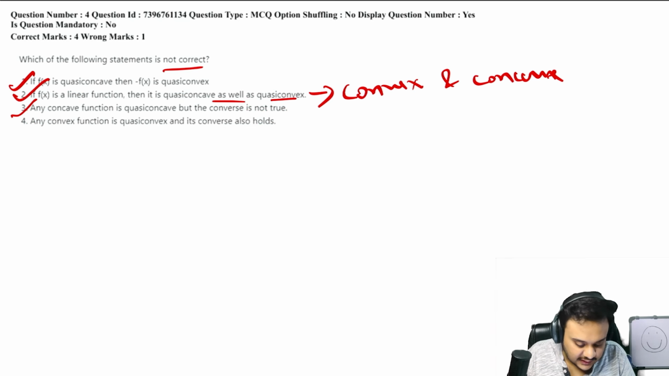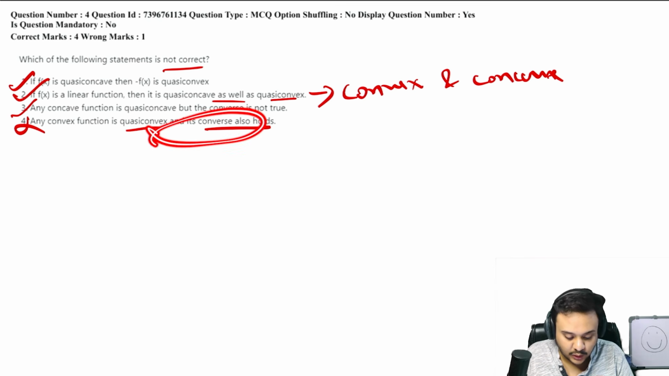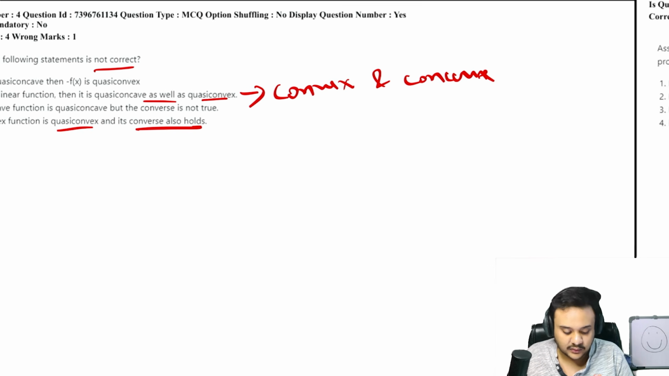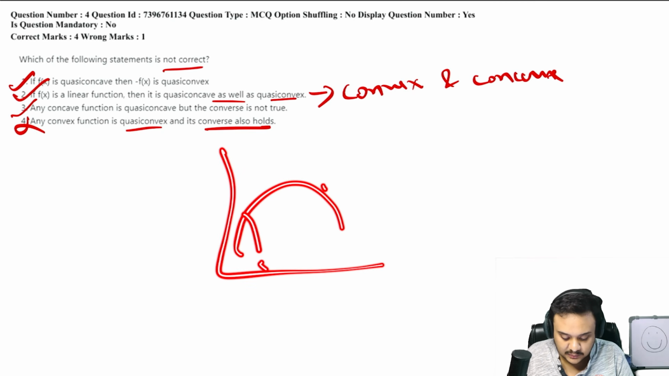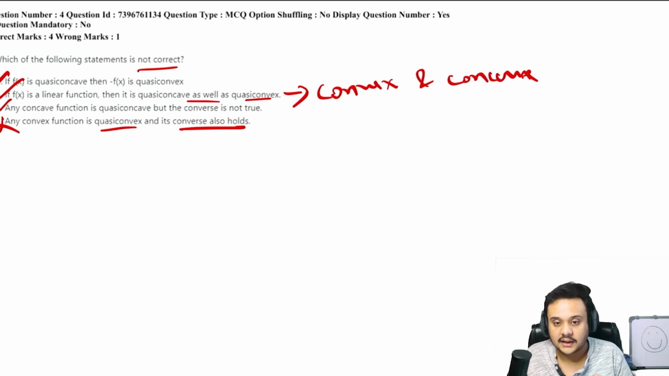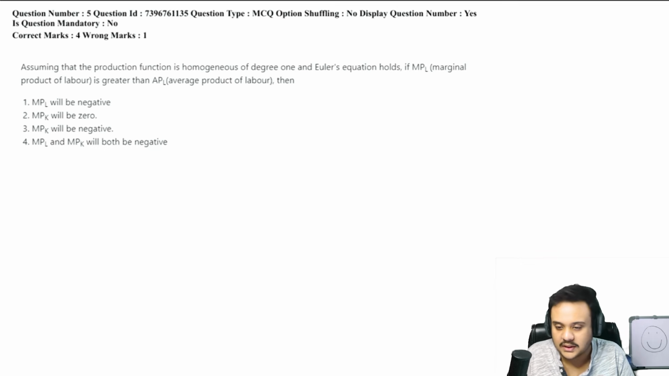So similarly, the last statement says any convex function is quasi convex and the converse. No, that is the wrong statement. Okay, the converse is not true either for concavity or for convexity. This is a fairly easy part. Just understand how the graphs are supposed to work, and I have covered that in the notes. So if you need clarity, you can use that, or you can just watch a video on that. Okay, let us move on to the next one.